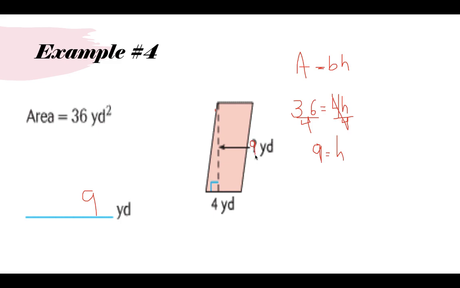This is 9. Now how do I double check my work? You got it. I have to do 9 times 4. Let's stick to base times height. 4 times 9 equals 36 yards squared. Yes, I got it. All right, boys and girls, that's awesome.